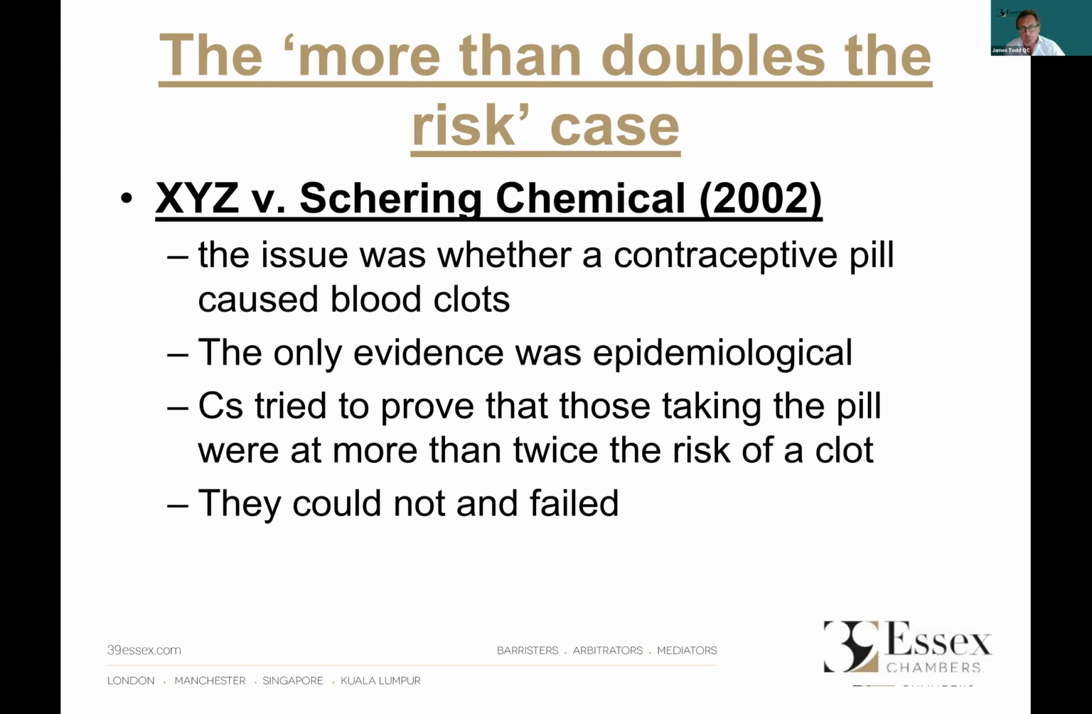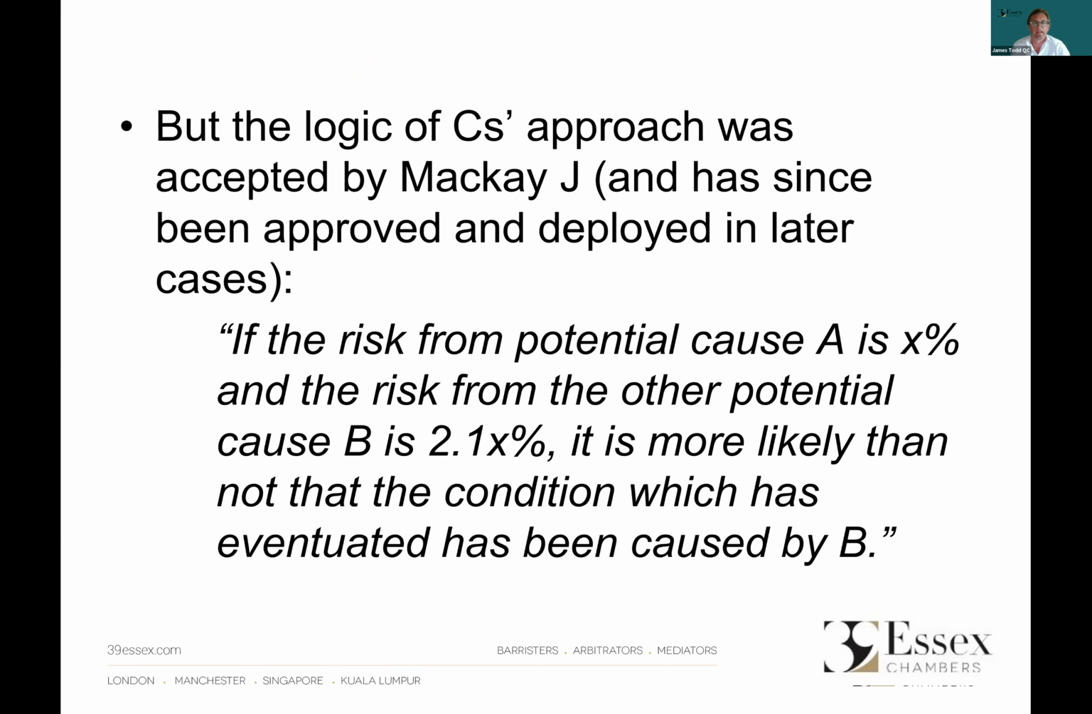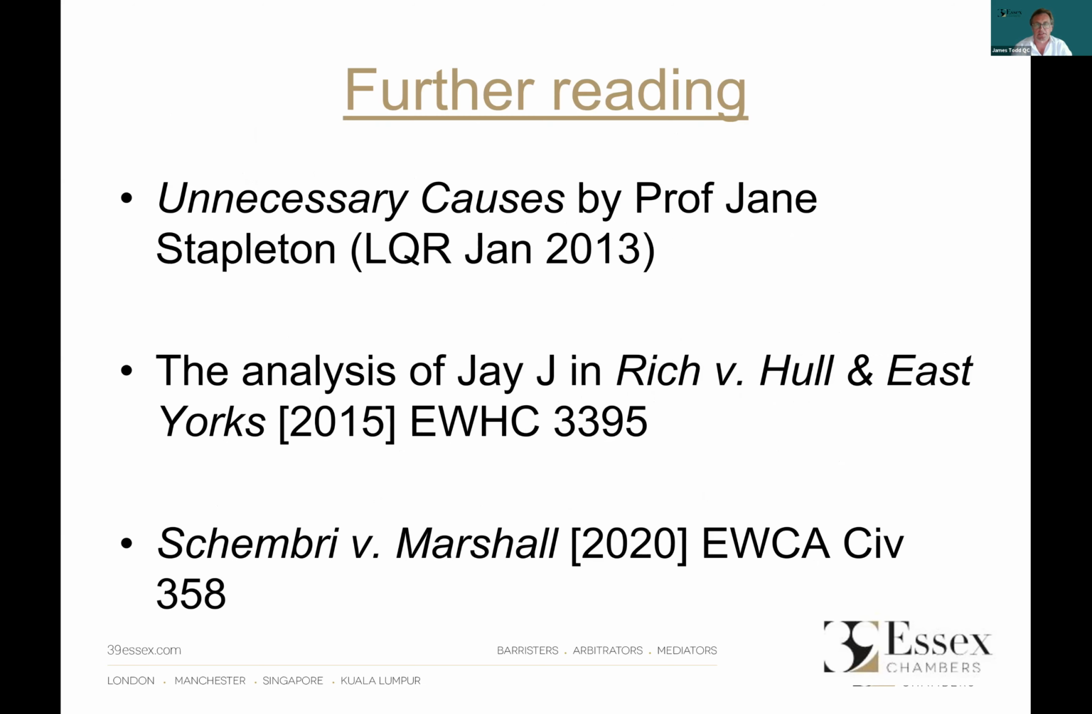And so what we were reduced to was statistics, and the claimants tried to prove that those taking the pill were at more than twice the risk of a clot than those who were not taking the pill. They couldn't prove that and they failed. So what is the logic of that argument? Well, Mr. Justice Mackay put it like this. If the risk from potential cause A is X% and the risk from the other potential cause B is 2.1x, it is more likely than not that the condition which has eventuated has been caused by B. So you can see the logic of that. If you've made it more than twice as likely that the unfortunate outcome happens, then it's possible to infer that that is what has caused it, the increase in risk. And that's the logic of the more than doubling the risk cases.